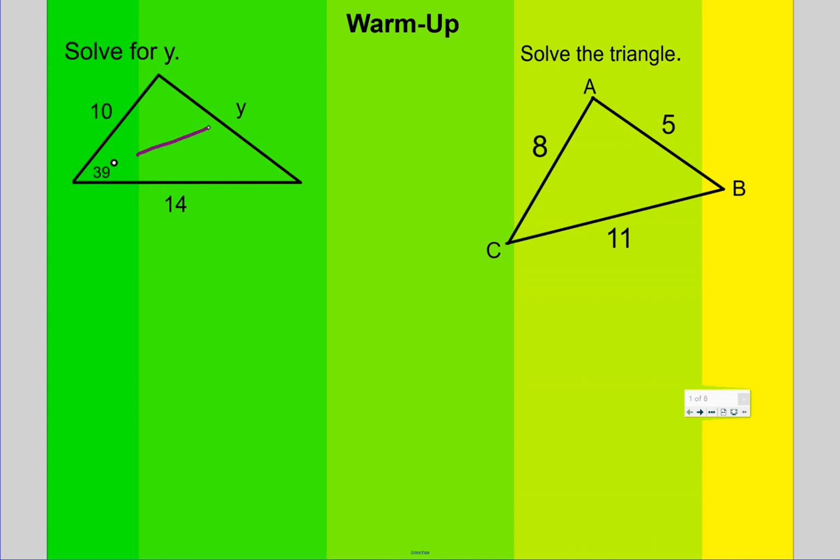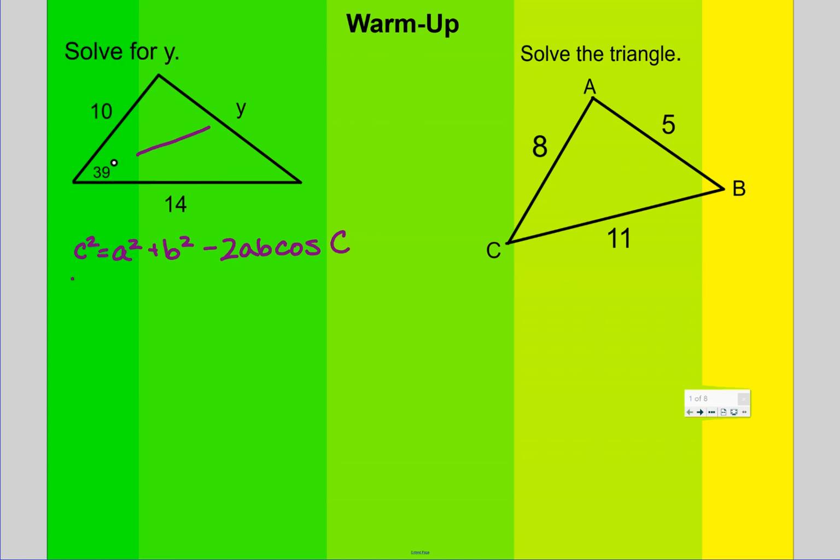39 and y. Okay, so your one pair of opposites will always have a variable in it. So I have one pair of opposites and I don't have another pair. I have two other side lengths. So what law do I use? Law of cosines. And again, for your quiz, you guys are going to have the formula. Let me put it on here for you. c squared equals a squared plus b squared minus 2ab cosine C. Remember, your pair of opposites are going to be the c's in the formula.